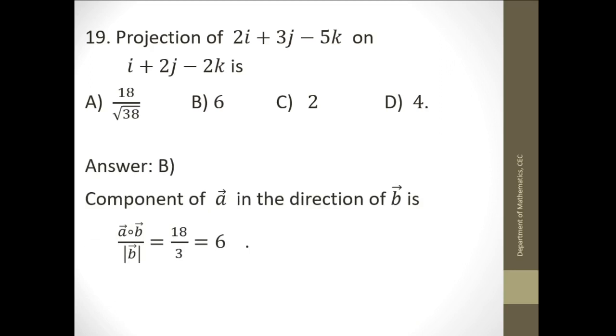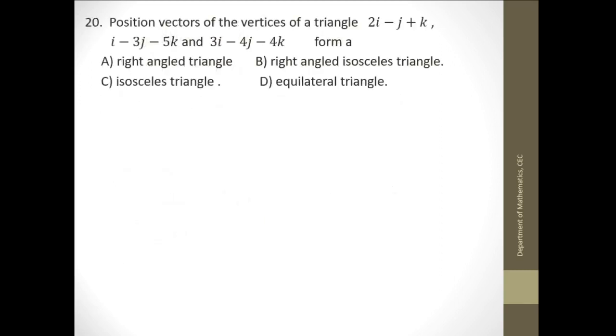So the component of A in the direction of B, or projection of A along B, or projection of A on B, is A dot B by magnitude of B. 18 by 3 is 6.